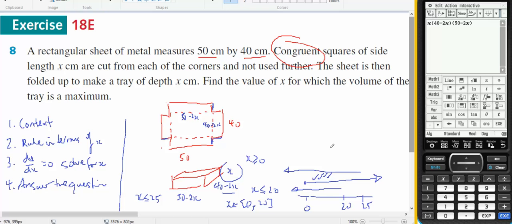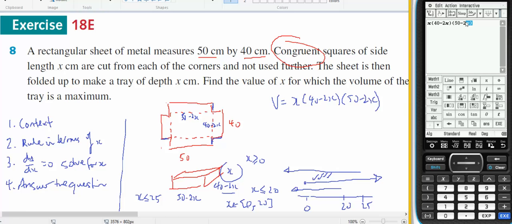for this box. Okay, so my volume, I'm going to maximize the volume. Volume is length times width times height, so x times 40 minus 2x times 50 minus 2x. So there's my expression for volume. I will select it, go to Math 2, pick derivative with respect to x, take that answer, set it equal to 0, solve for x.